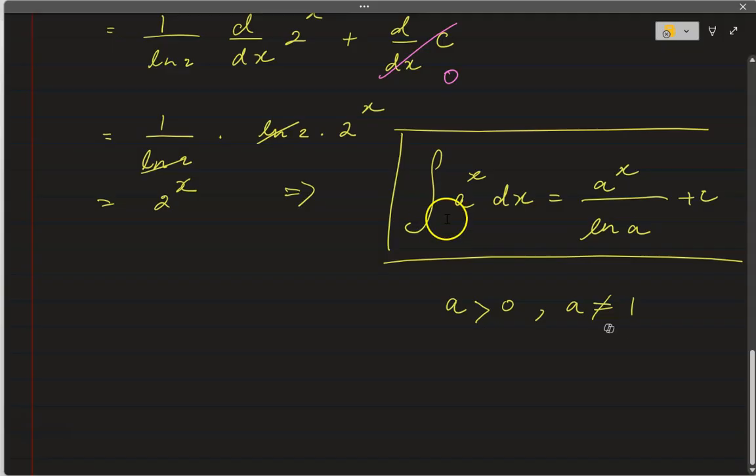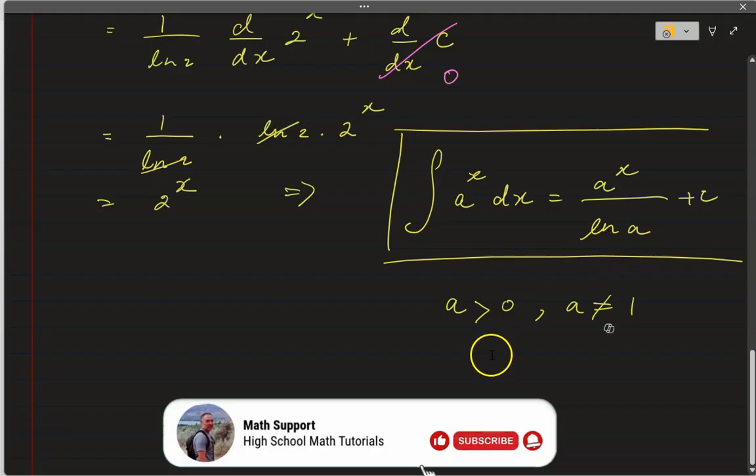And it makes sense because ln of 1 would become 0, and you cannot have a denominator with the value of 0, that would be undefined. And of course, a has to be a positive value in this case, not a negative value.